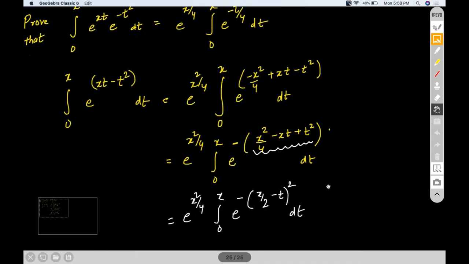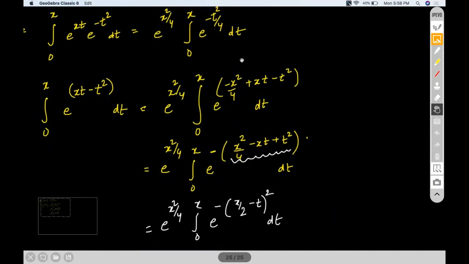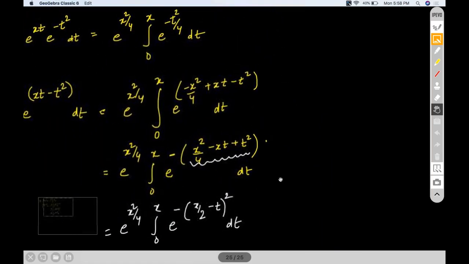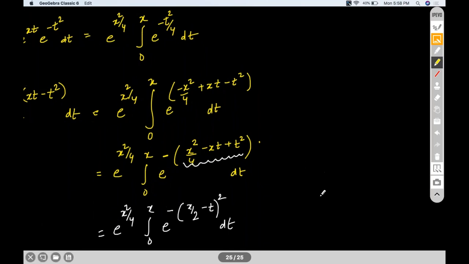I'm sorry, this will boil down to this term, e to the power minus t square by 4. How will I show that? Simple. Let's do one substitution. Let's put x by 2 minus t, which can be treated as a variable y by 2 in place of that, such that I generate a y square by 4 term as given in my right hand side.